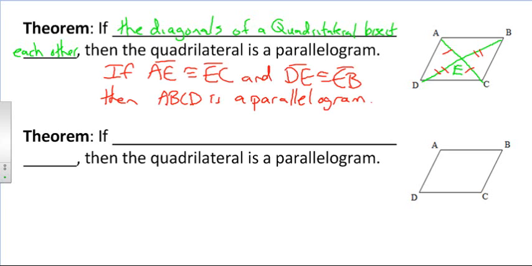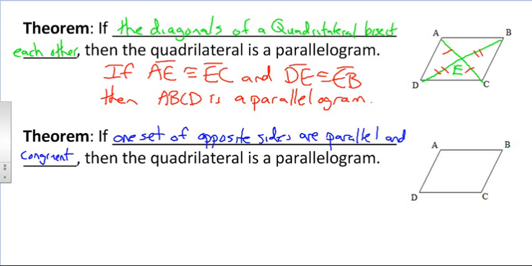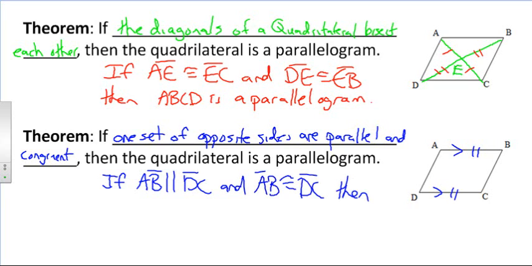There is one more way to prove that something is a parallelogram, and it's if I can show that just one set of opposite sides are both parallel and congruent, then this quadrilateral would have to be a parallelogram. So in this case, I could do this with really either set of sides. I'm just going to pick one. Let's say I could show that AB is parallel to DC, and I could show that AB is congruent to DC, then that's enough to show that this is indeed a parallelogram.